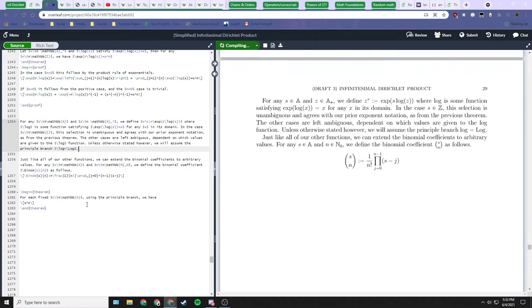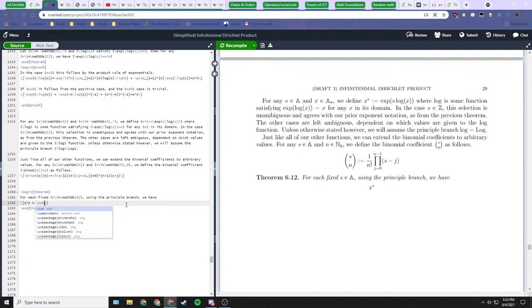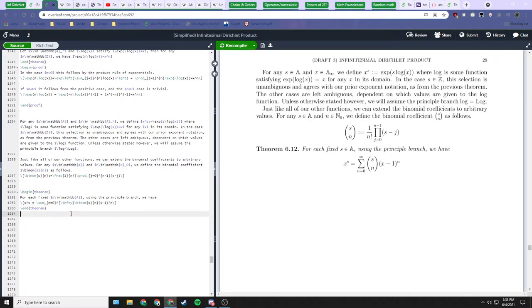Okay. I think it's s choose n times x minus 1 to the power of n. I think this is the case. And it actually just follows, we just take the derivatives repeatedly, directly.